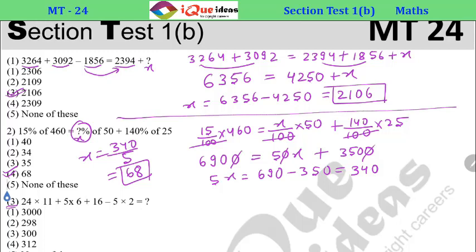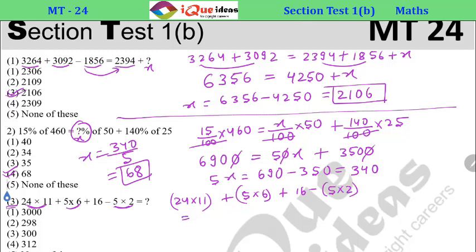Now the third question is a simple question of BODMAS rule. It is 24 into 11 plus 5 into 6 plus 16 minus 5 into 2. So what I am doing is I am first taking up the multiplication terms. Okay. So 24 into 11. I'll keep it together. Then we have plus 5 into 6, right, plus 16 minus 5 into 2. So I just kept them in brackets separately.